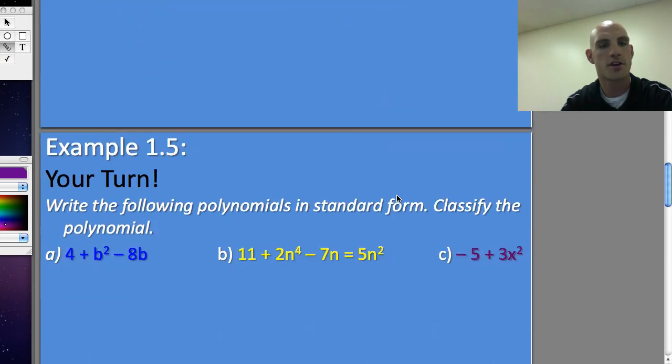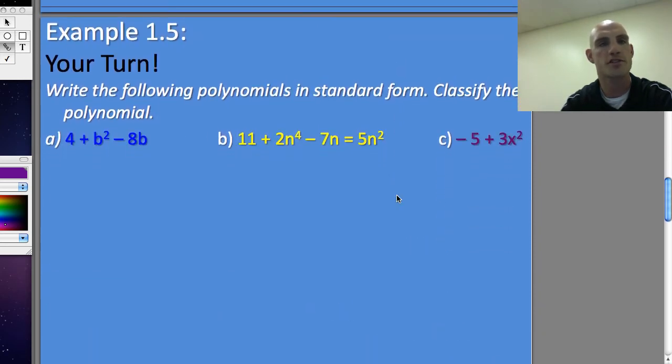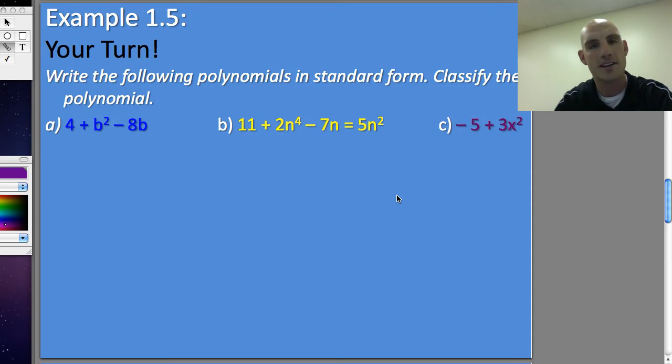Here's some that you can do. So go ahead and pause this and see if you can do these 3 on your own. We will go through those in class, classify them after putting them in standard form.